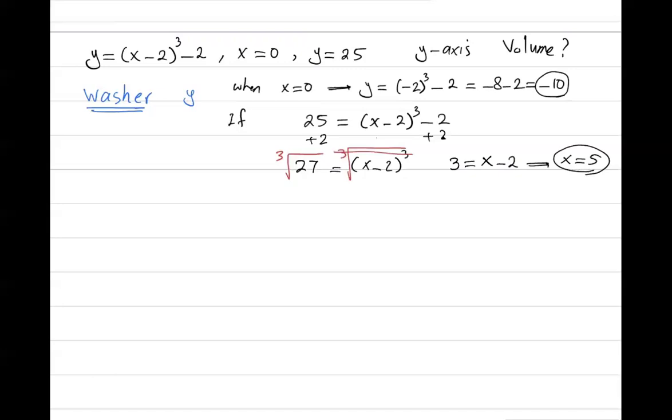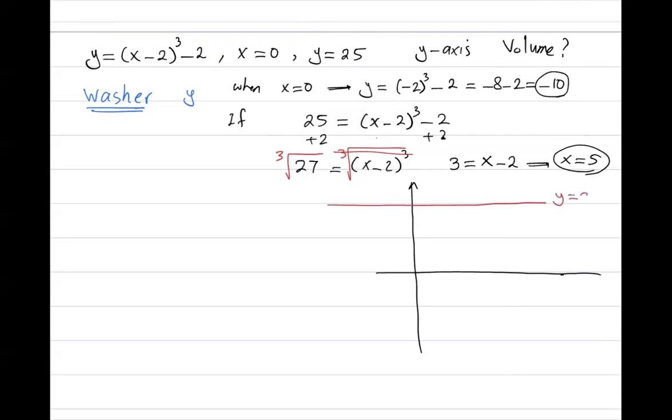So it gives us a general idea about the behavior of the graph. Perfect. So here we go, at 5, and y equals 25. Okay, we don't have enough space, but we're doing our best to scale this. When x is equal to 5, 5 minus 2 is 3, 27 minus 2 is 25. Okay, so at 5, we should be just right here.